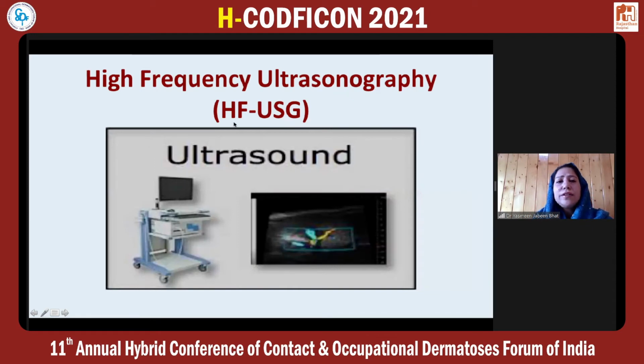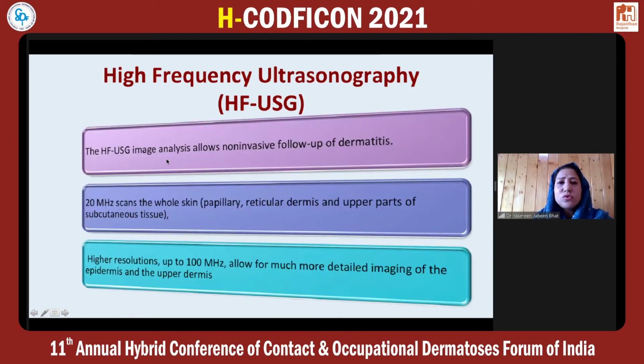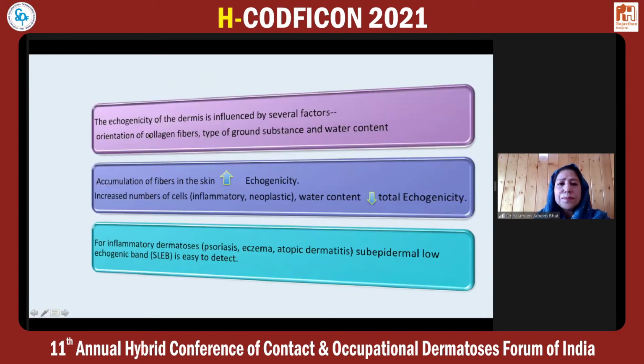Then the second modality is high frequency ultrasonography. High frequency ultrasonography is an image analysis that allows non-invasive follow-up of dermatitis. So usually we use a 20 megahertz probe that scans the whole skin, including the papillary and reticular dermis, up to the subcutaneous tissue. And if we use higher resolutions, we can even see more details of the epidermis and upper dermis. The echogenicity of the dermis depends upon the orientation of the collagen fibers, the ground substance, and the water content.